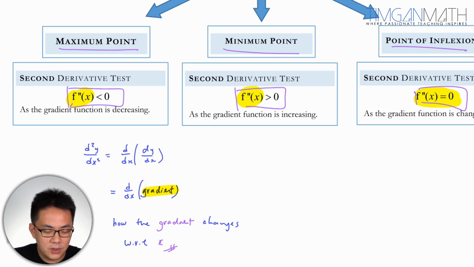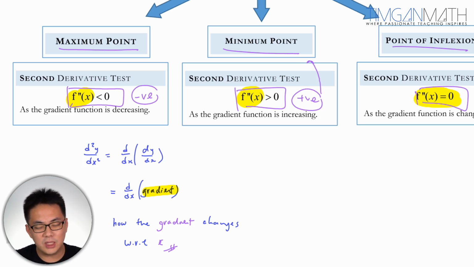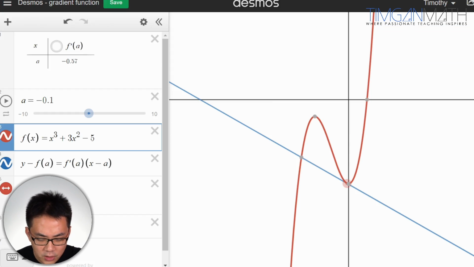So usually what I tell students is, when it's negative, you will think that negative means it's a maximum point. Positive means it's a minimum point. 0 is just a point of inflection. Okay, so with enough practice, you will know that. Now I'm going to show you why it is so, so that you appreciate it.